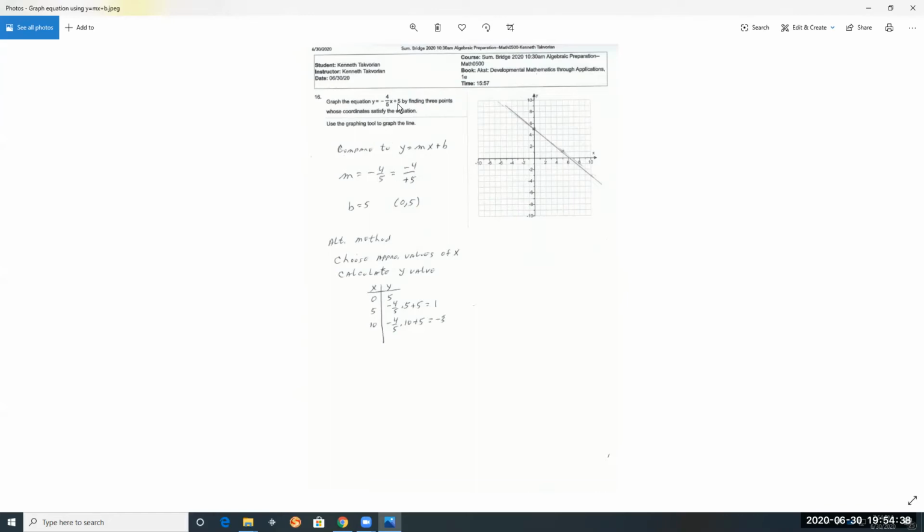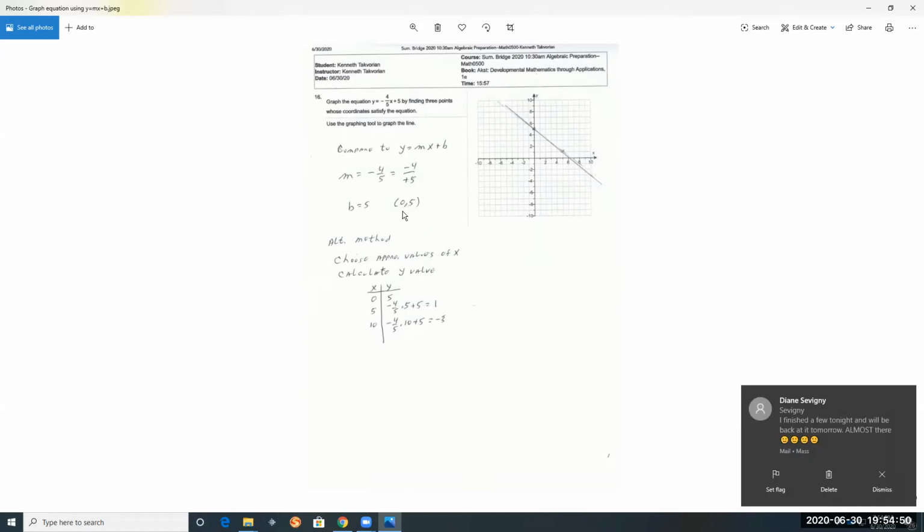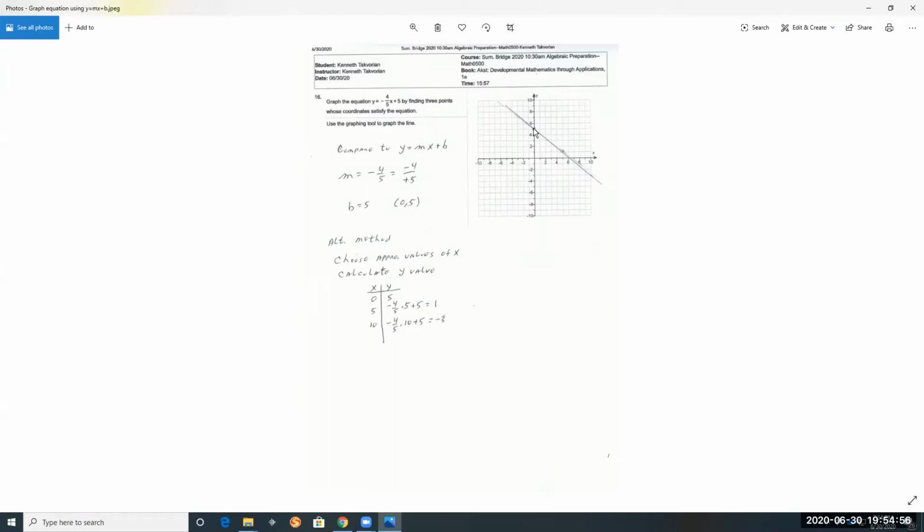And the b is the coordinate of the y-intercept. The b is 5, or the y-intercept is (0, 5). The first thing we do in plotting is to plot a location, which is (0, 5). From that location, we're going to use the slope, which says we need to come down 4, and we need to go horizontally 5 units to get a second point. Notice when we draw the line, it's a downward slope, meaning a negative slope value.